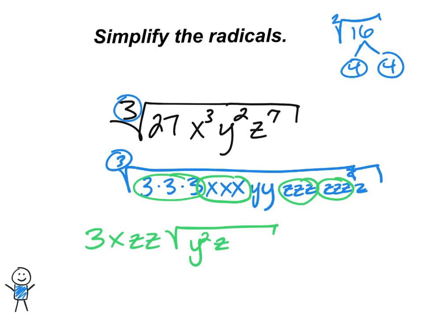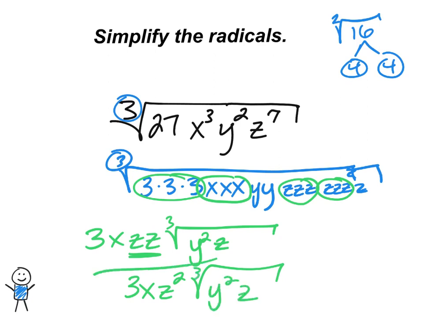And as my last step, I'm going to simplify this. This is 3x. Having 2 z's means z squared. And then I'm going to leave my cube root function with y to the second and a z left on the inside. So basically, whatever the index is, whatever the root is, we're looking for that many in a set that are factors inside the radical, and I'm going to pull those to the outside if I possibly can.